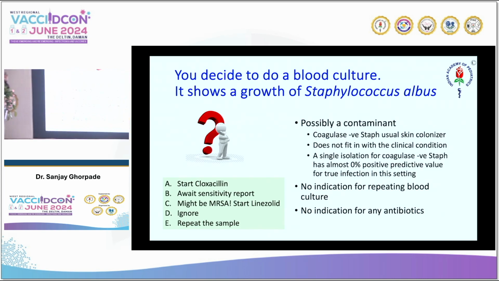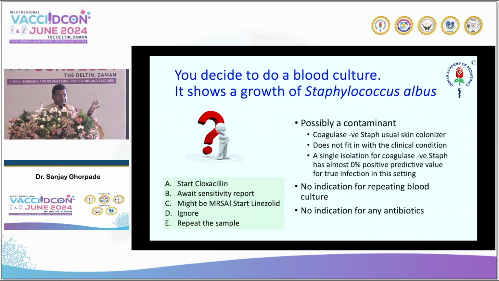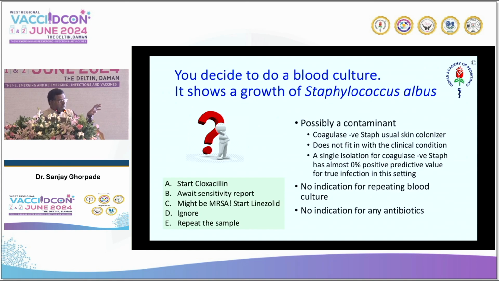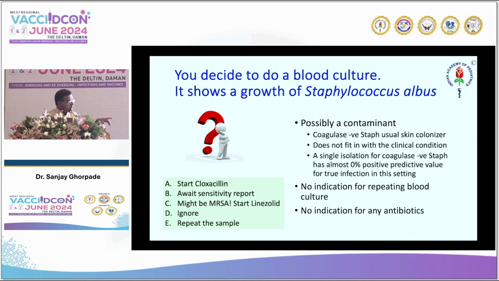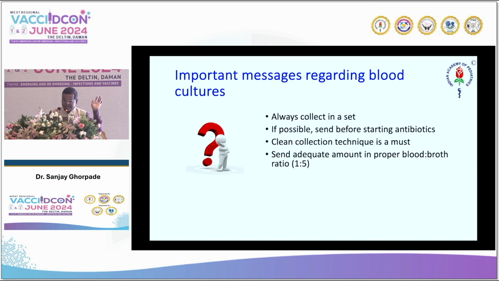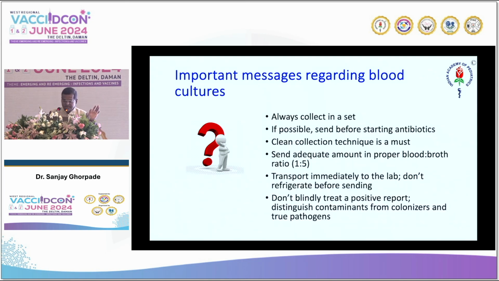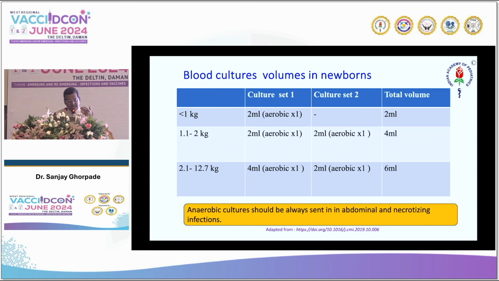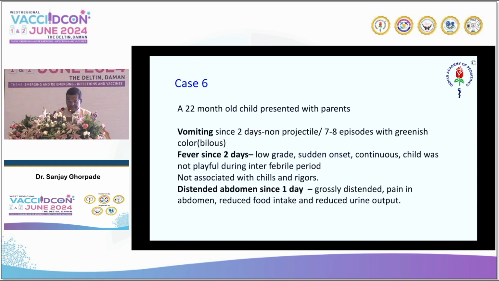But friends, remember one more caution about the CONS. If it is an immunocompromised host, yes, that should be taken as a serious infection. Otherwise, you can take it as a CONS, as a contaminant. So an important message regarding blood culture, already everybody knows: take a set of the culture, 1:5 ratio should be there, cleaning up everything should be there. And this is the way of sample collection, set 1, set 2, like that, one aerobic, another anaerobic, and the quantity depends upon the age.